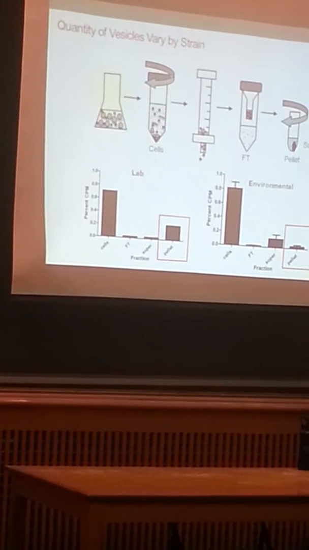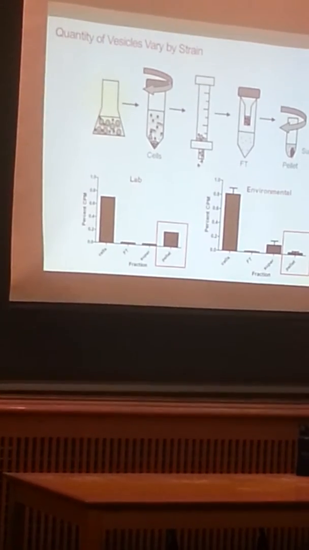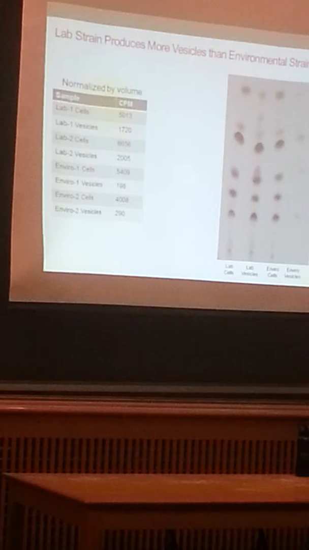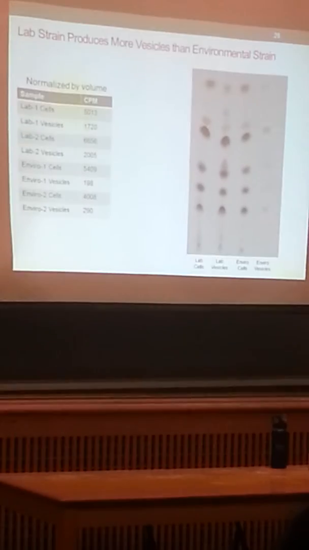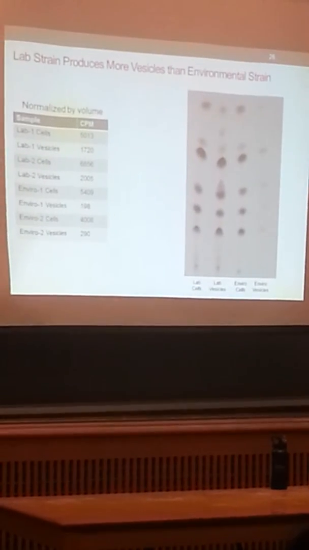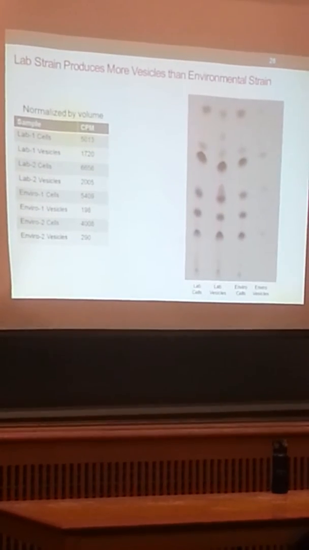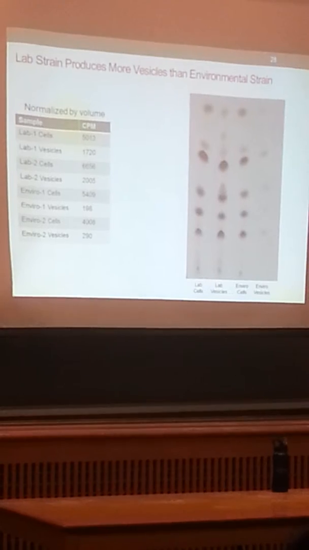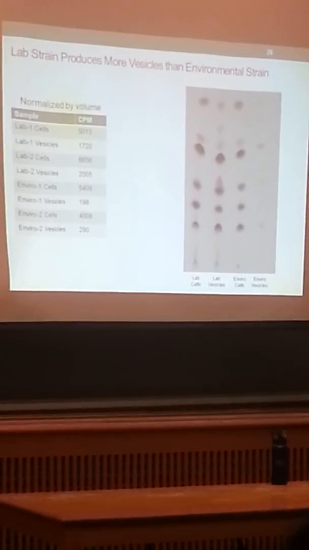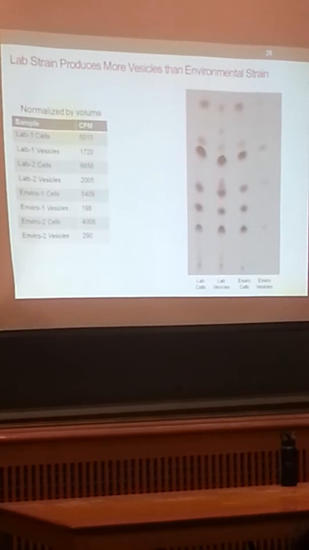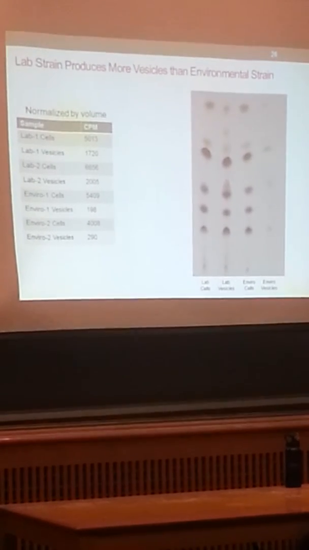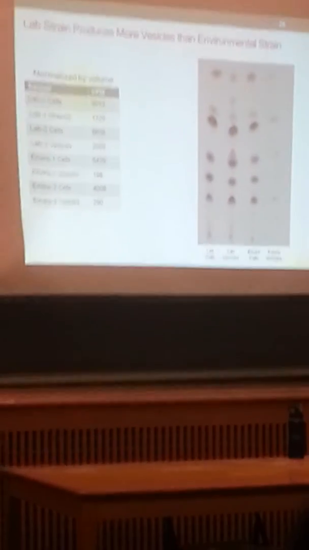One way to also directly look at the lipids of these vesicles is to run a thin layer chromatography plate. Basically, I took these cells and vesicles that were labeled, extracted their lipids, and put this on the plate, which then will run and separate based on polarity. In the first lane, we have the lab strain cells and the lab strain vesicles, and you can see that the brightness of the spots is very similar. Whereas when you take the environmental cells and the environmental vesicles, it's kind of hard to see the environmental vesicles.